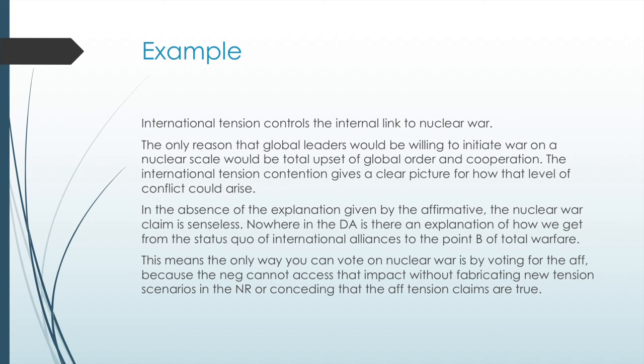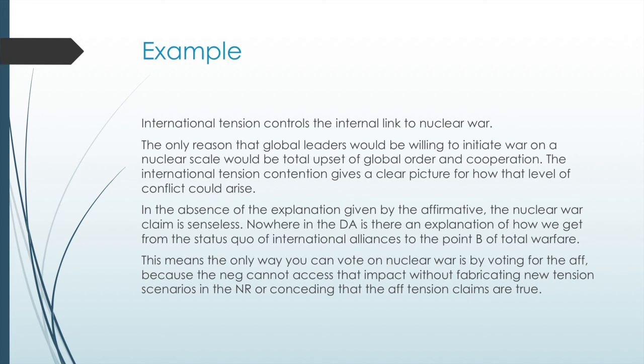So then step 3 is I'm going to talk about how we can't go the other way. We can't see nuclear war causing international tension, or we can't go from the starting point of nuclear war existing without considering international tension. So I'm going to say, in the absence of the explanation given by the affirmative, nuclear war claims are senseless. Nowhere in the disad is there an explanation of how we get from the status quo of international alliances to the point B of total warfare.